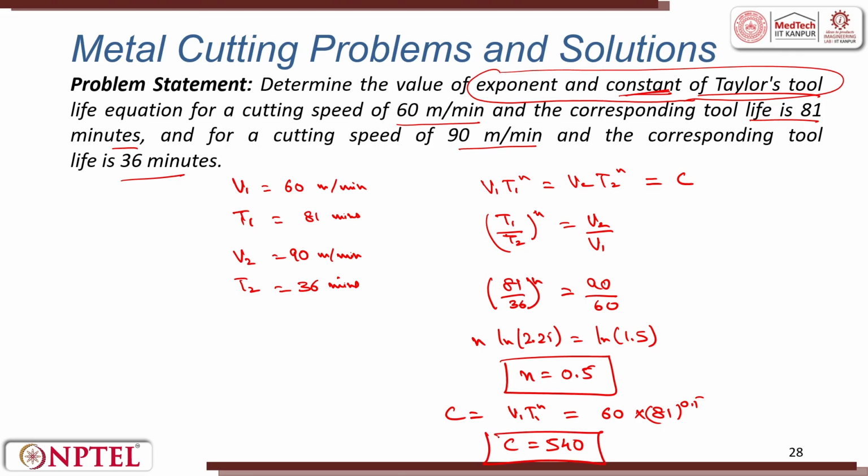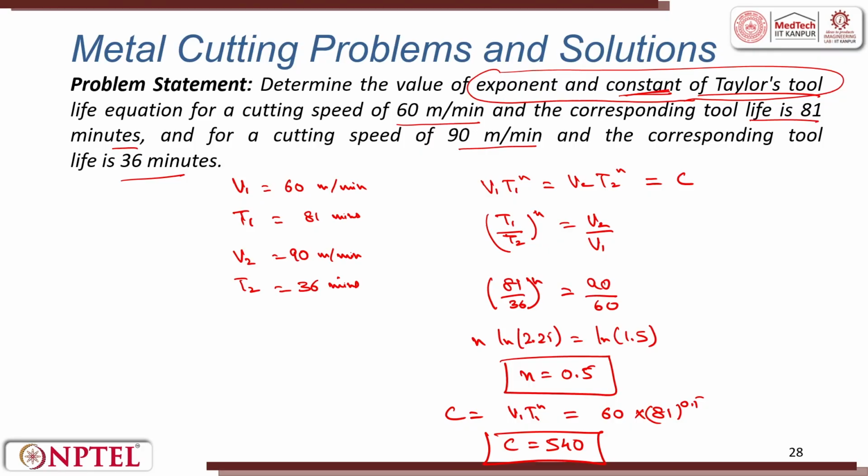This is how we determine the Taylor's tool life equation. The speed and tool life are given, the exponent is calculated from them, and based upon that exponent, finally we get the value of the constant. At any different speeds, this curve will hold good. This parabolic curve could be drawn from these 2 points. We can even find some other points and try to draw this curve.